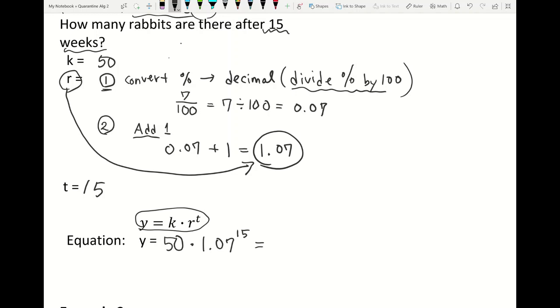And that will get you the population of the rabbit after 15 weeks. So please take out your calculator. And what do you get? You get 137.9. So let's round off to the whole number. 138. And what's the unit? We're talking about the number of rabbits. So according to this model, you should have about 138 rabbits with a 7% increase. Okay. Let's do another example.